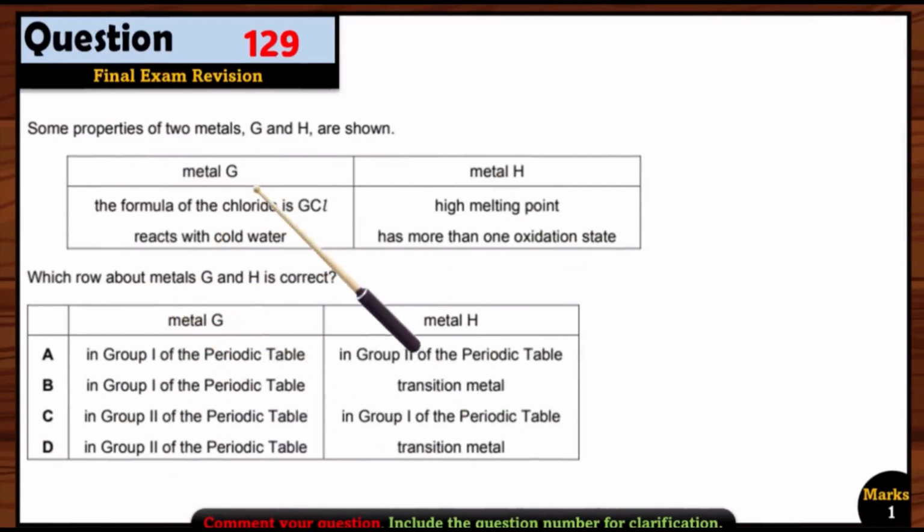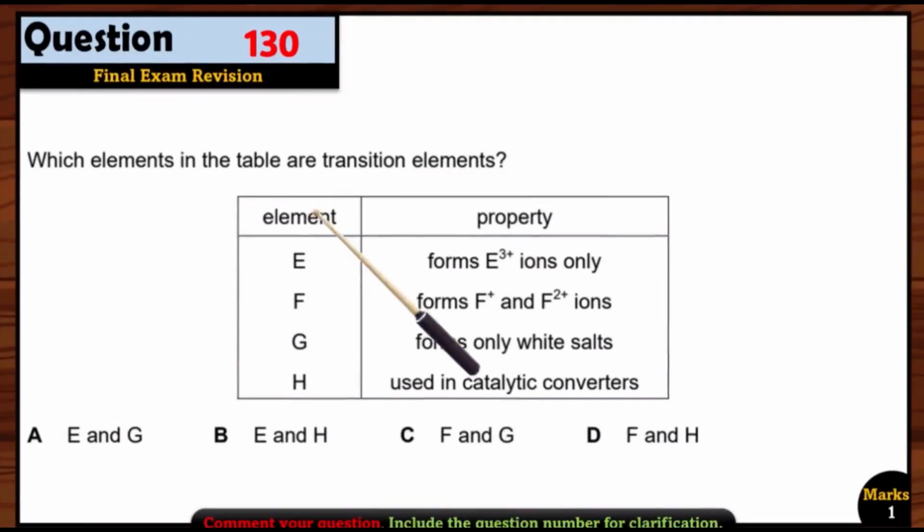So metal G, the formula of the chloride is GCl. It means it belongs to group 1, right? Reacts with cold water. So in group 1 of the periodic table, yes, that's right. So A or B option can be right. Now let's see for metal H. High melting points and more than one oxidation state. It means they are transition metals. So which option is right? That is option B.